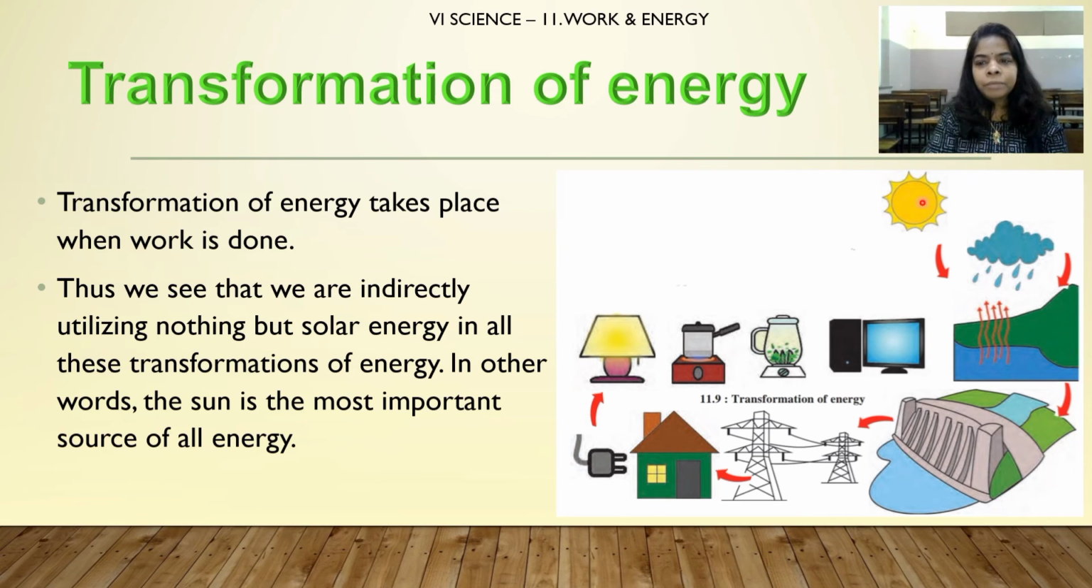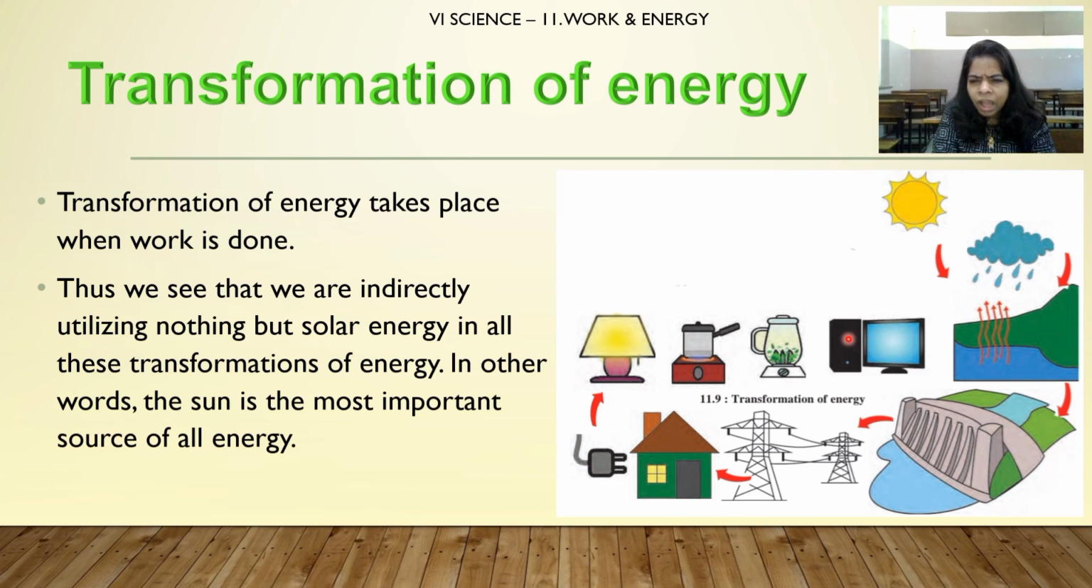See the sun here. This is a water cycle, and in this water cycle, water is going up, it becomes clouds, and then it comes down in the form of rains. Here we are storing water in a dam, and then we are producing electricity. And this electricity is used for lighting lamps, for cooking, in mixer, in TV, computers, everywhere.